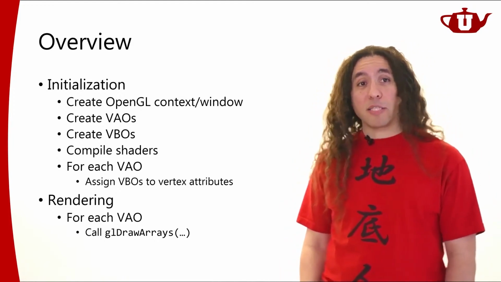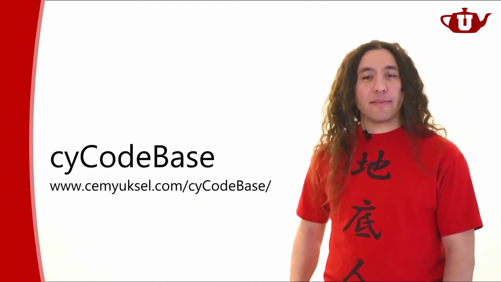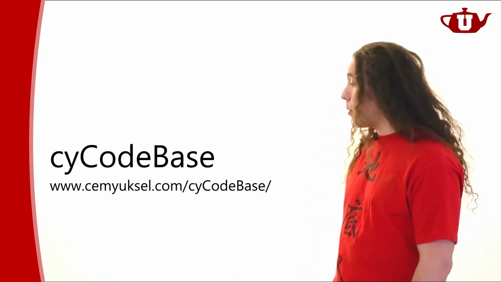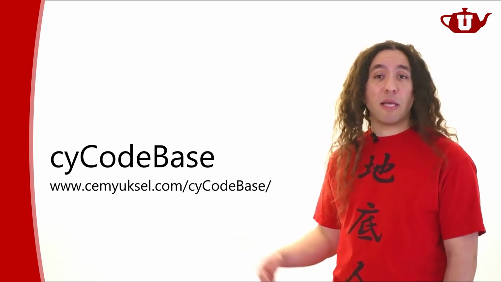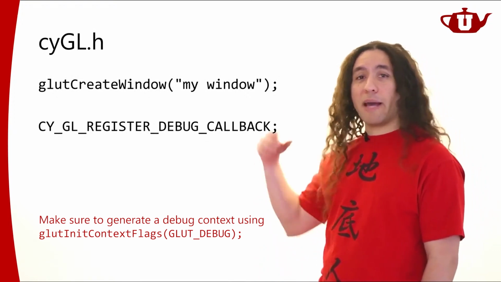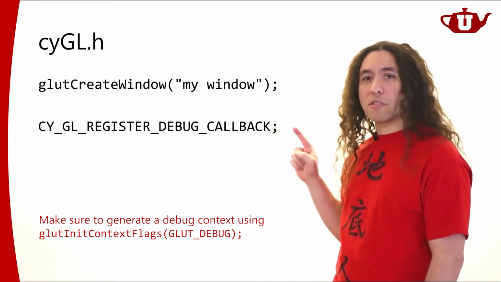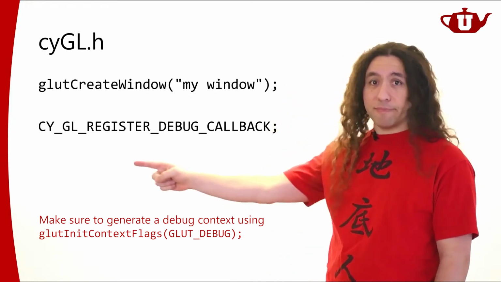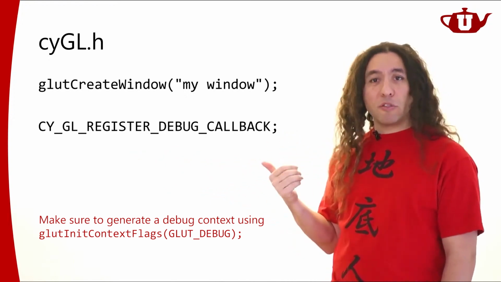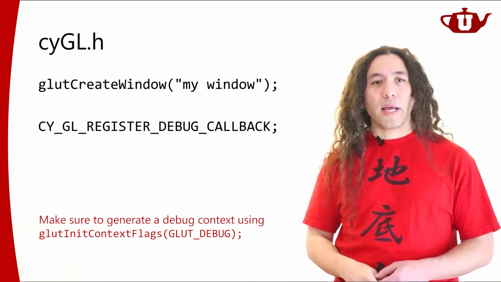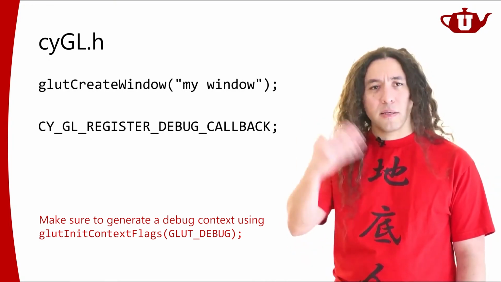Now, to help with the upcoming project, I'm going to suggest that you can use, if you want to, this code base, my code base. This will help you with some of your OpenGL implementations. I use the stuff in here quite a lot in my implementations, and I would recommend it. So, for example, I have this cygl.h, and in here, after you create your window, you can just call this macro, cygl register debug callback. When you do this, if you have any OpenGL errors or warnings, it will print that warning or error on your console window.